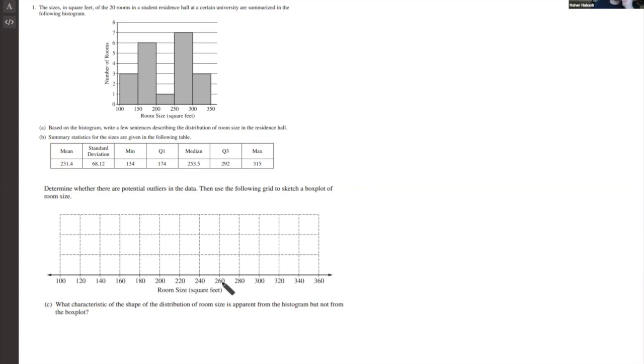Let's go ahead and try the first FRQ. I'm going to give you guys a little bit of time to work on them before we talk through them. So go ahead and please pull out a pen and paper. We'll go for the first one.